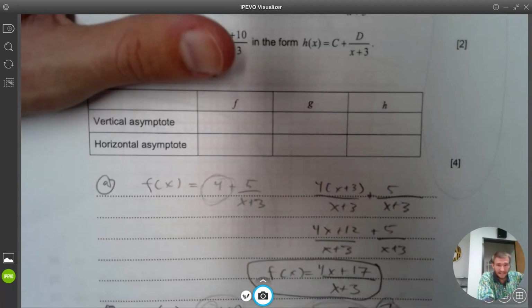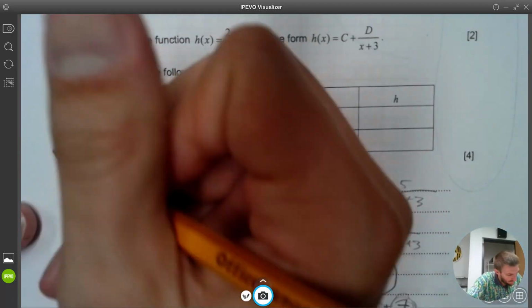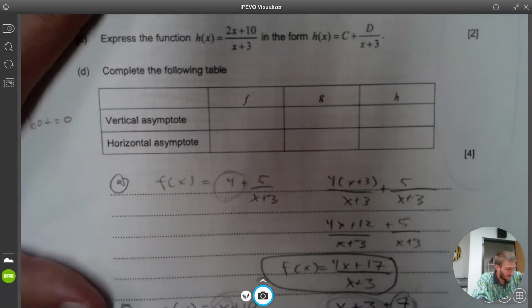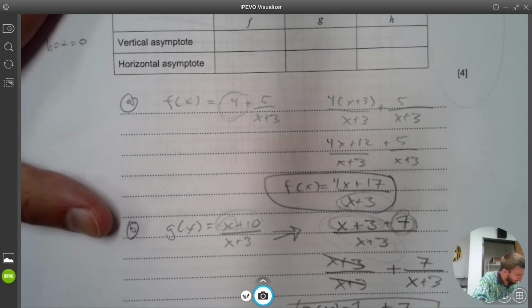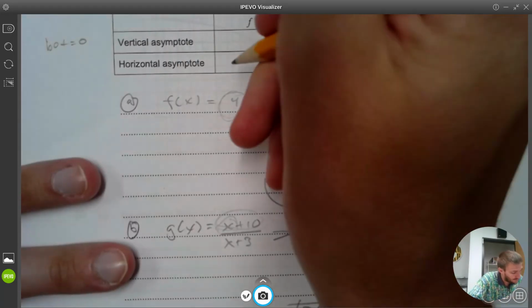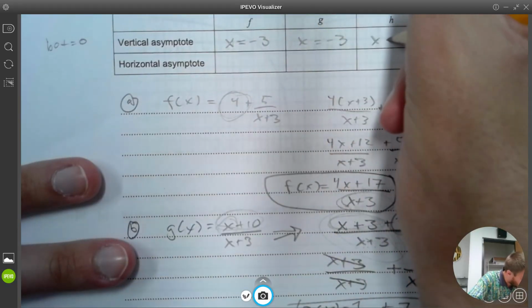Now D is asking us for the vertical asymptote and the horizontal asymptote. The vertical asymptote is the denominator equal to 0. And the good news is the bottoms are all x plus 3, they all look the same. So I need to choose x equals -3 for all of these.